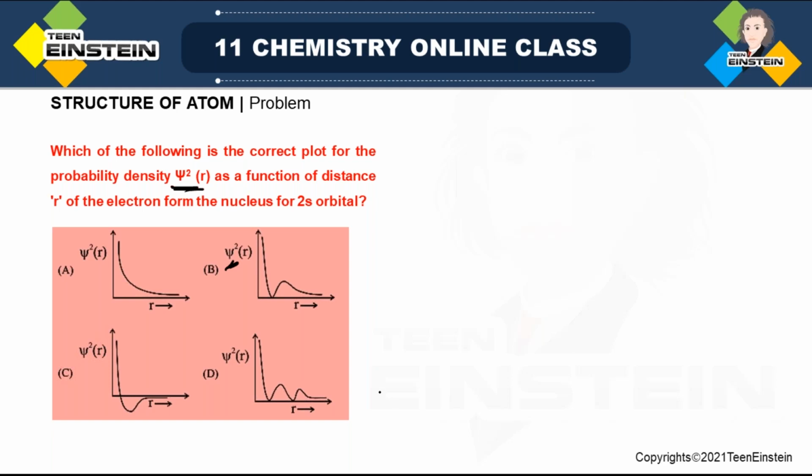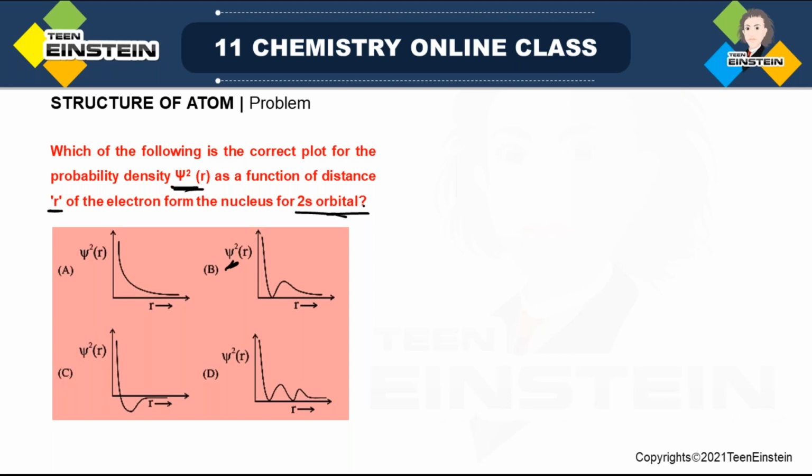So 4 graphs are given. We have to choose which of the following is the correct plot for the probability density of the chi-square function of small r. That means here the radial part is considered, fine, not the angular part, as a function of distance r, which is on the x-axis, of the electron from the nucleus. And it is for which orbital? That is important. It is for the 2s orbital.